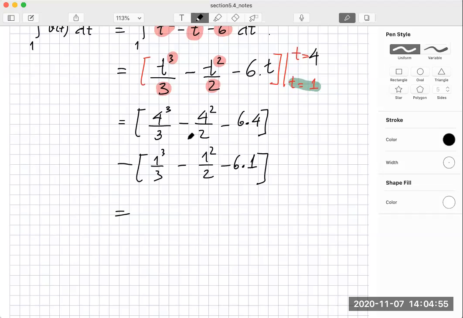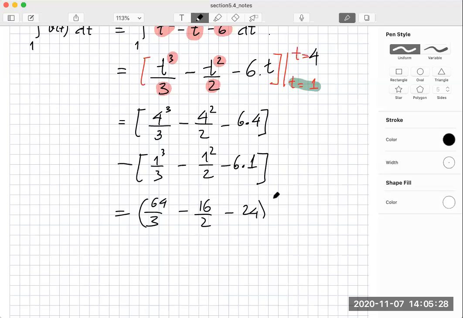That is one way to evaluate this, right? Let us simplify it first. 4 cubed, 4 times 4 is 16. Is it 64? Yeah, 64 over 3, minus 16 over 2, right? Minus 24.